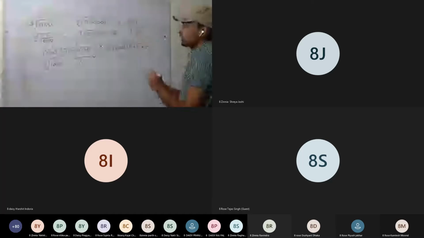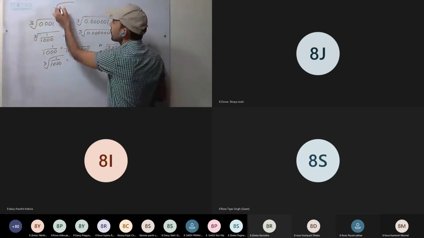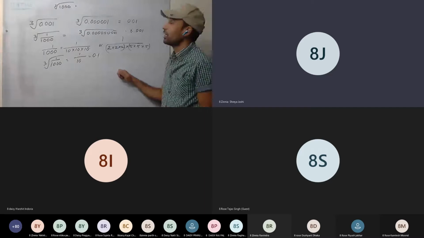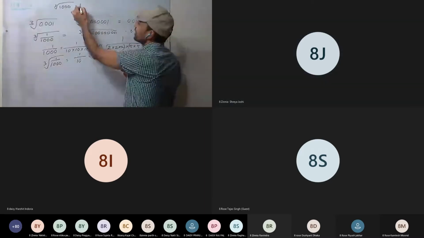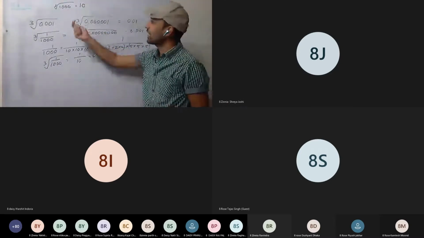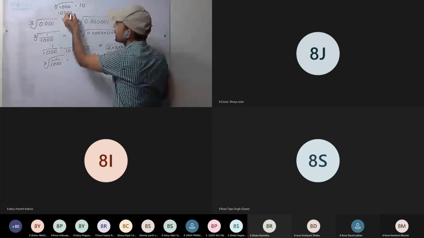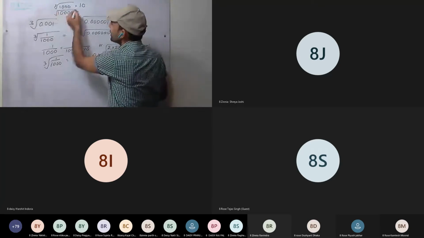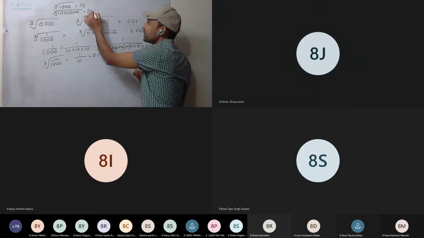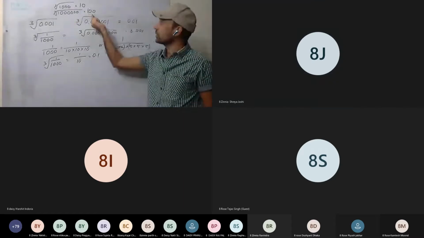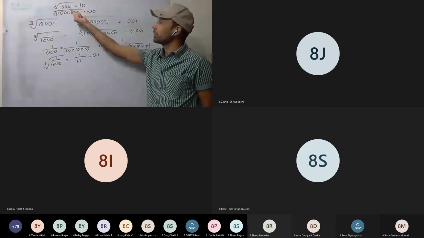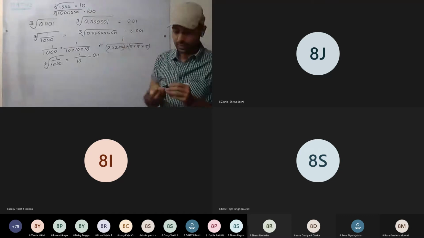So 0.001. Cube root of 1000, how much? 10. And cube root of 10 lakh. 6 zeros are there. How much it will be? 100. You can see 6 zeros, 2 zeros; 3 zeros, 1 zero. So number of digits we are dividing by 3. Is this clear? Understood this one?